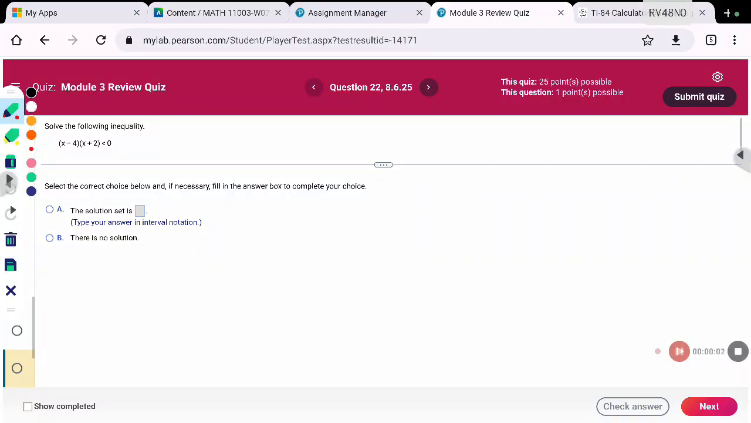This last video for your Module 3 test, we are going to solve these inequalities by using a graph. What we are looking at here is (x minus 4)(x plus 2). It wants to know where that is less than 0. 0 is going to be your x-axis.